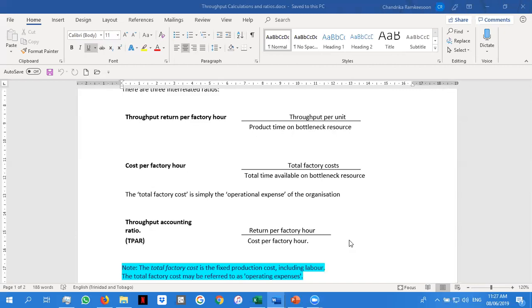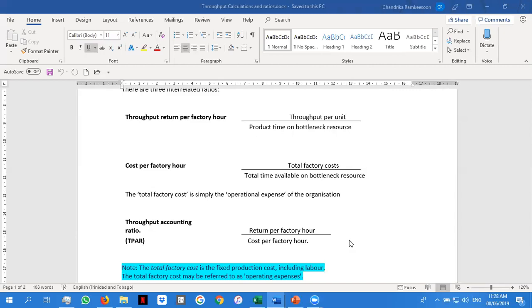The denominator in the TPAR formula is cost per factory hour. And that is calculated as total factory costs divided by total time available on the bottleneck resource. So the total factory cost is 50,000 and the total time available on the bottleneck resource is 20,000, say hours. We divide the numerator by the denominator and get 2.5.